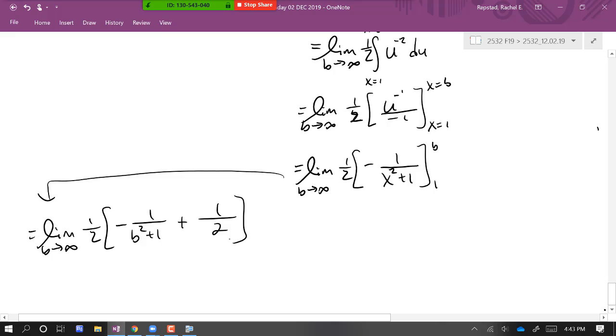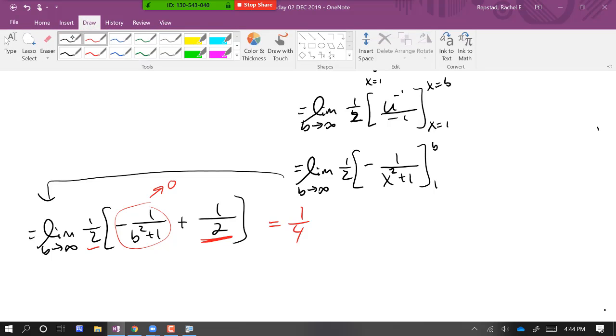Okay. Yeah, we'll get a quarter. As b goes to infinity, this goes to 0. So that goes to a half, but then we have this factor of a half here, and we get 1/4. So, what does that mean?